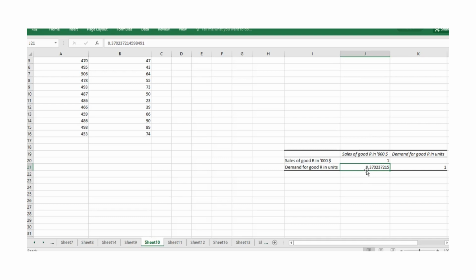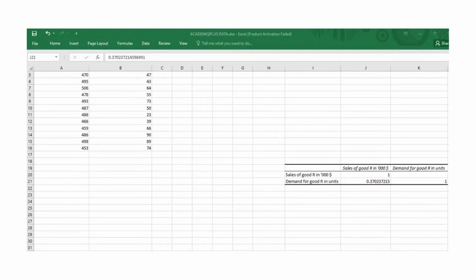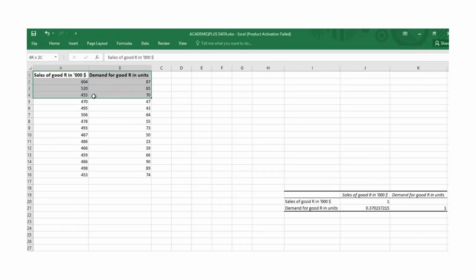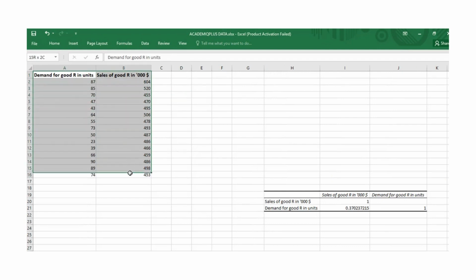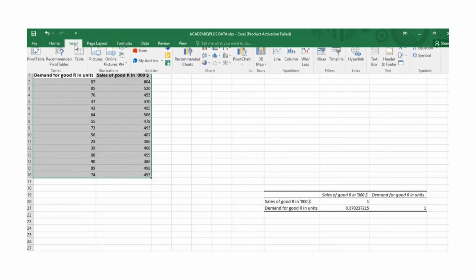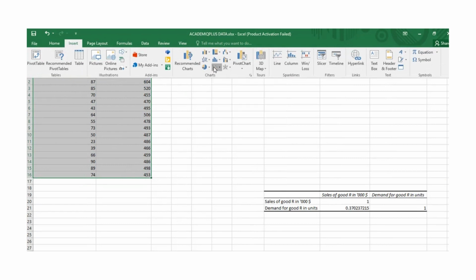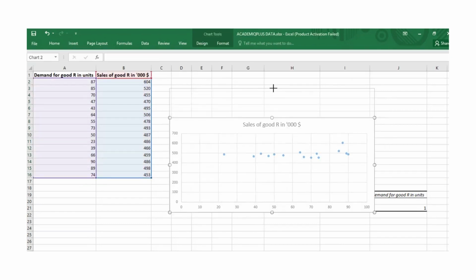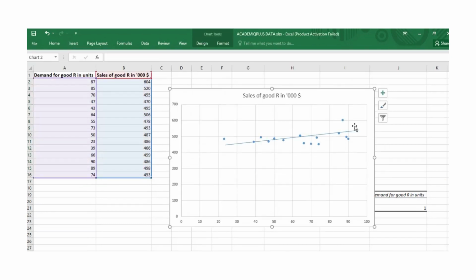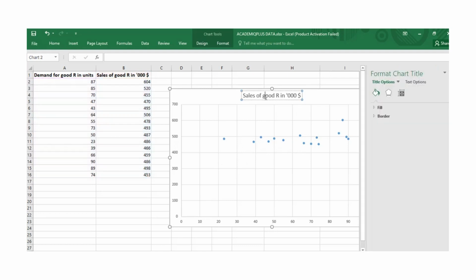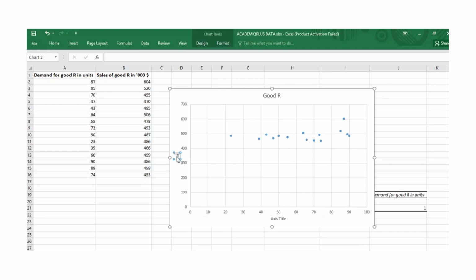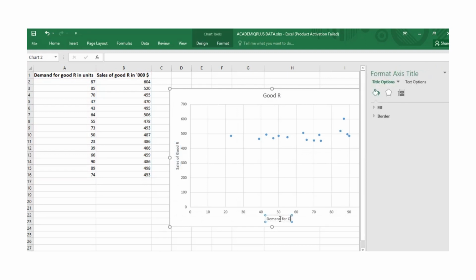It's just 0.3. So let's look at this by using the scatter diagram. Click on the data, click on insert, and insert scatter. You can see, because the strength is low, there's not, like the first scenario, a clearly linear direction. We have sales of good hair, so we can include the axis titles: sales of good hair, and here the demand for good hair.